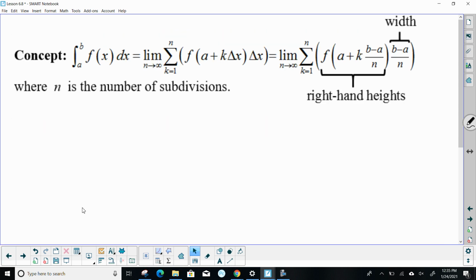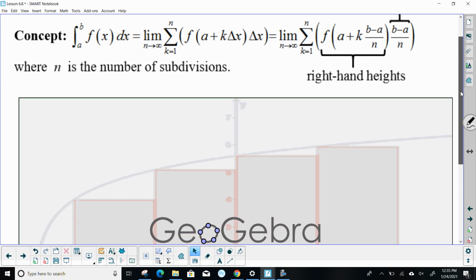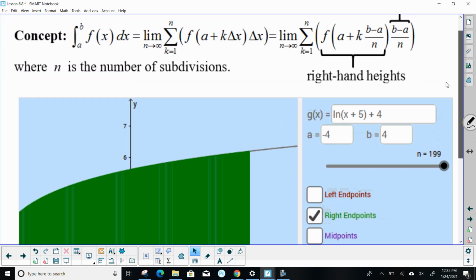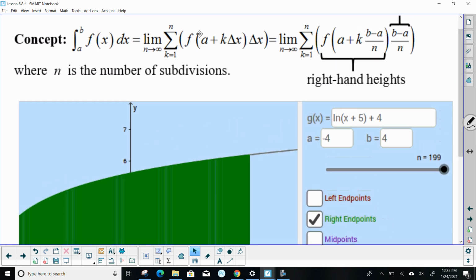So I want you to look to see how this works. Let's go back to this picture for just a second. If you look up there, this is the rectangle right here. This f of a plus k delta x, that is the height of each of the rectangles. This, the change in x, that's how wide the rectangles are. If you multiply those together, it gives you the area of each rectangle. Well, the way we find that is we take f of a plus k times delta x, and then we multiply it by the width right there. And this is with right-hand heights, and that's what we're going to do.